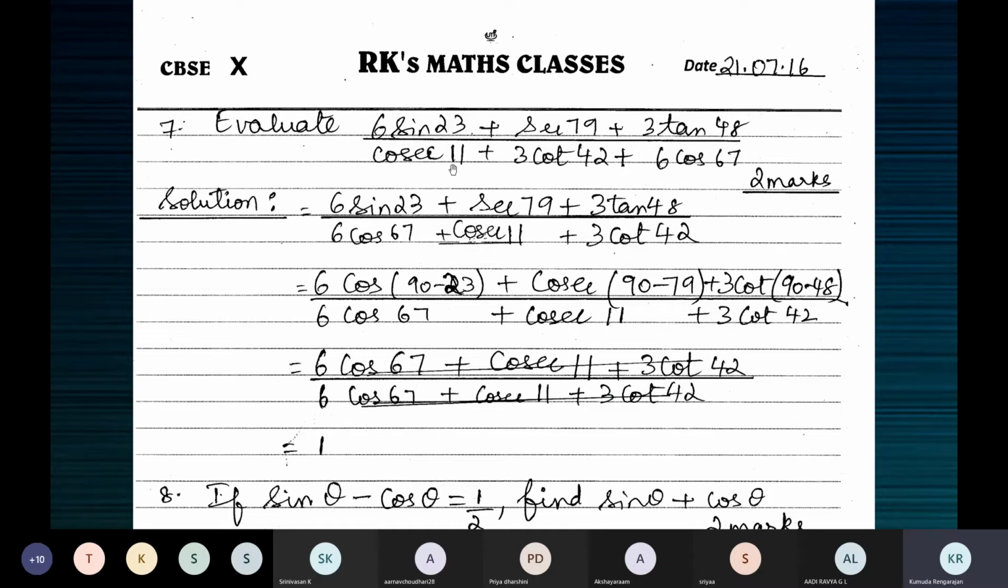So they're not standard angles also. 23, 11, 79, 42, 48, 67. We cannot group anything on the basis of complementary angles. So now we have to really think what to do. What to do is, we have to make the numerator look like the denominator. I should be safely saying that this is one of the possible options. I don't know the others if they exist.